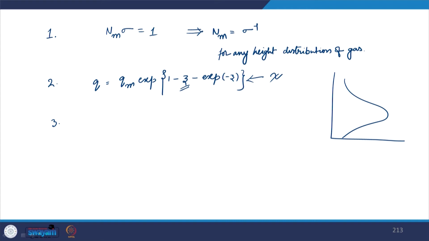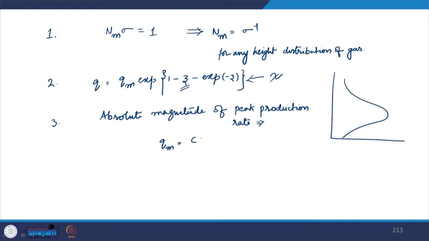So let's say the absolute magnitude of the peak production rate is equal to Q_m equals C I infinity divided by e capital H cos chi. Now, the absolute magnitude of peak production is of course dependent on the angle, but not the shape of the total production layer itself, right.